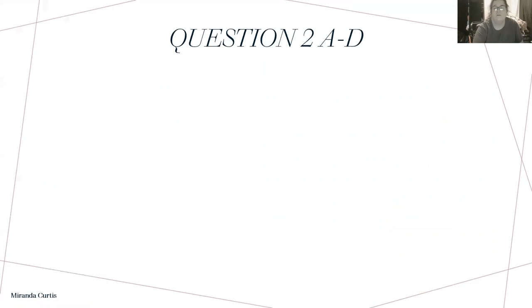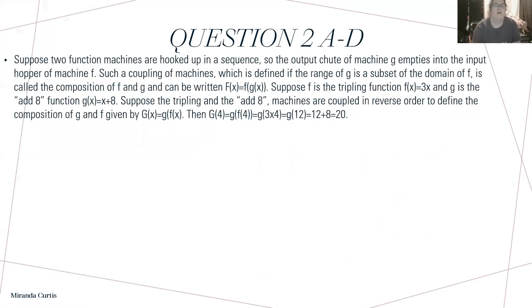Okay, here's question 2, A through D. Suppose 2 function machines are hooked up in a sequence so that the output of machine G empties into the hopper of machine F. Such a coupling of machines, in which the range of G is substituted into the domain of F, is called the composition of F and G and can be written (F∘G)(x) = F(G(x)). I have to move my little screen a little bit.